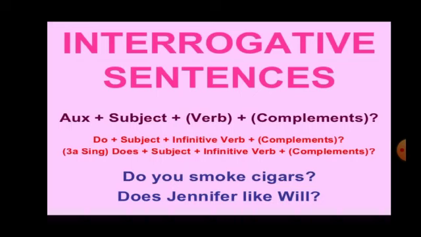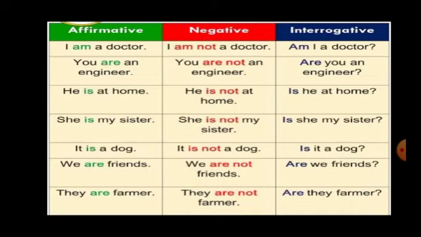Interrogative sentences: auxiliary plus subject plus verb plus complement. That is, do or does plus subject plus infinitive verb plus complement. For example, do you smoke cigars? Does Jennifer like wine? Now let's see a few examples.